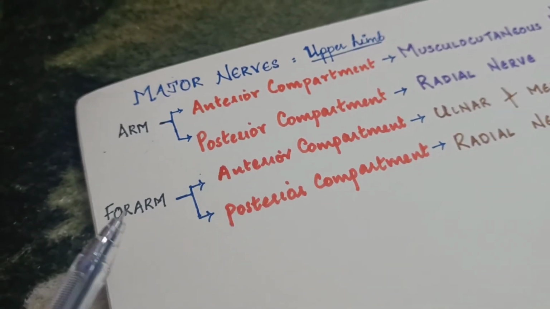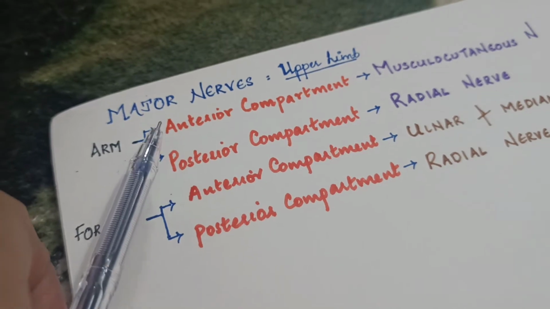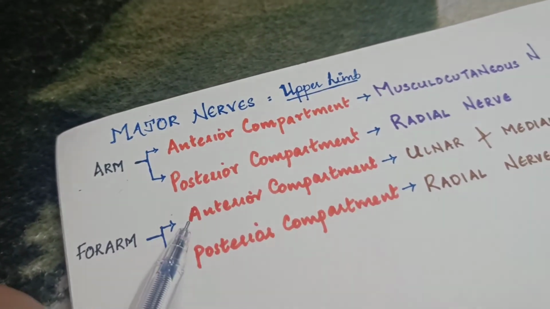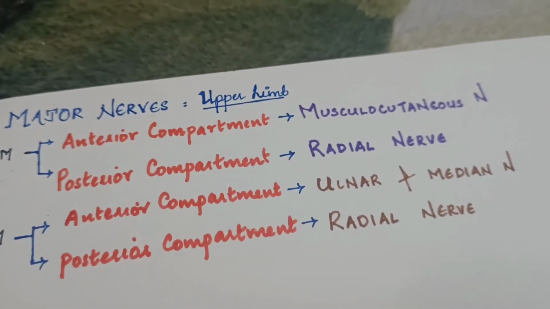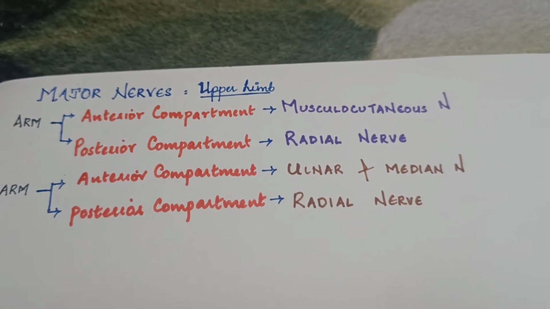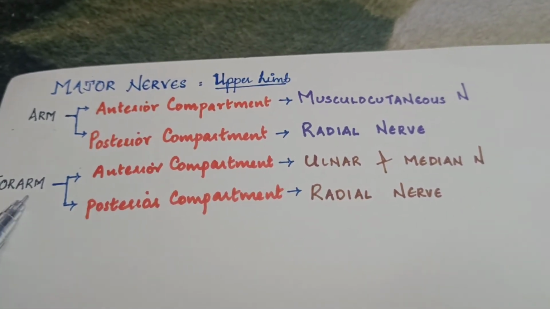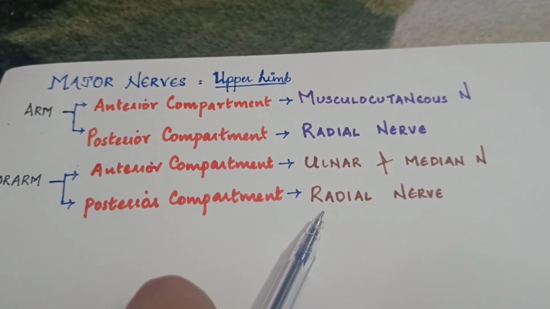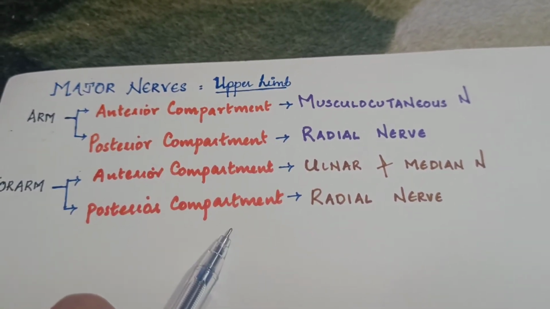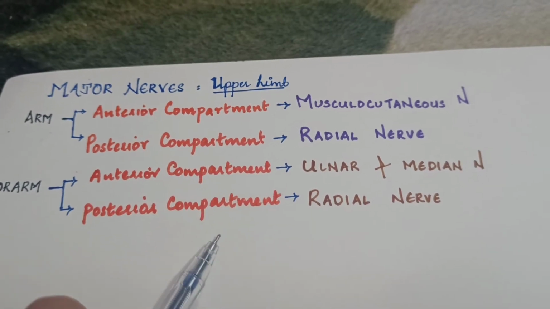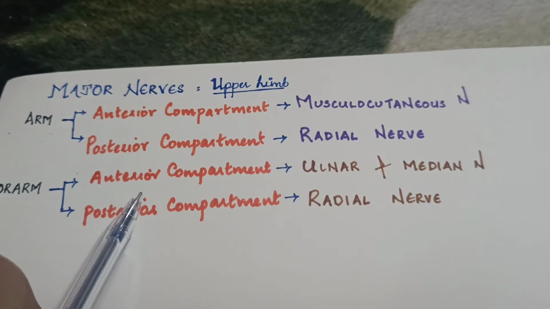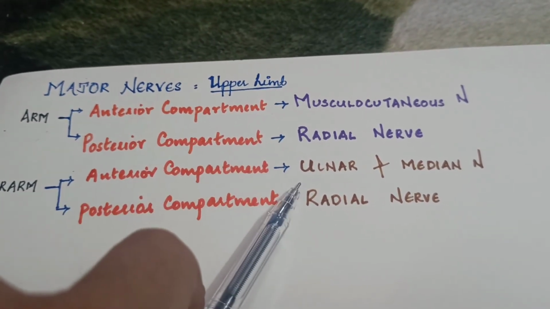Moving to the forearm. The forearm also has an anterior compartment and a posterior compartment, same as the arm. The anterior compartment in the forearm is supplied by the ulnar and median nerves, and the posterior compartment of the forearm is supplied by the radial nerve. So in the arm and forearm, the posterior compartment is supplied by the same nerve, the radial nerve. The only difference is that the anterior compartment of the arm is supplied by the musculocutaneous nerve and the anterior compartment of the forearm is supplied by the ulnar and median nerves.